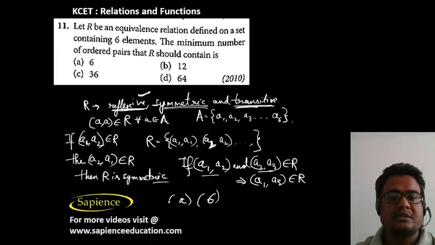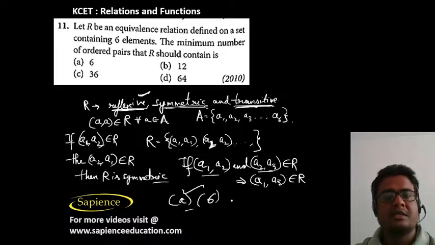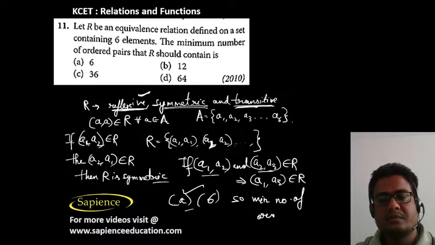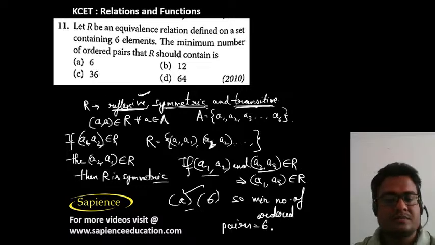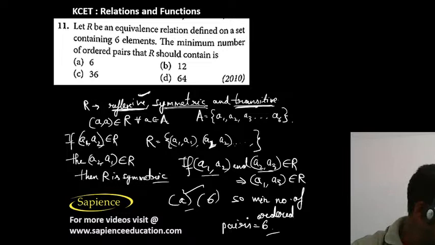So option A is the correct answer. The minimum number of ordered pairs should be 6.